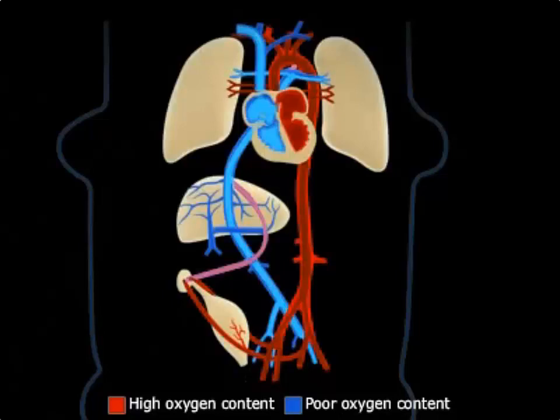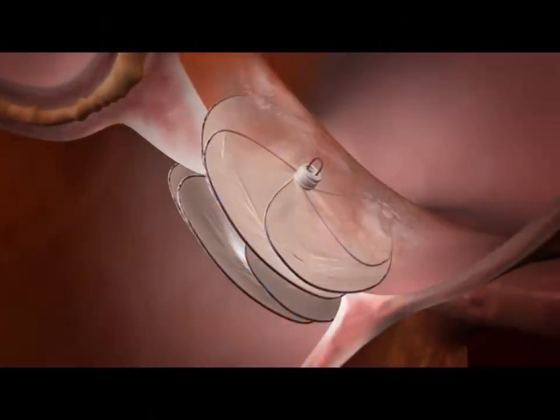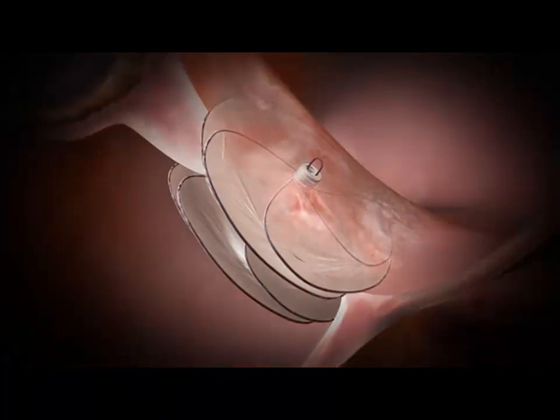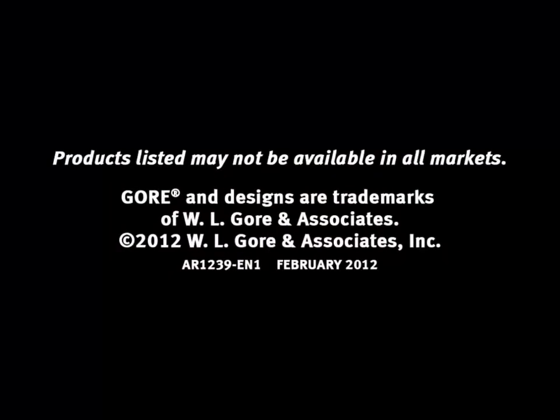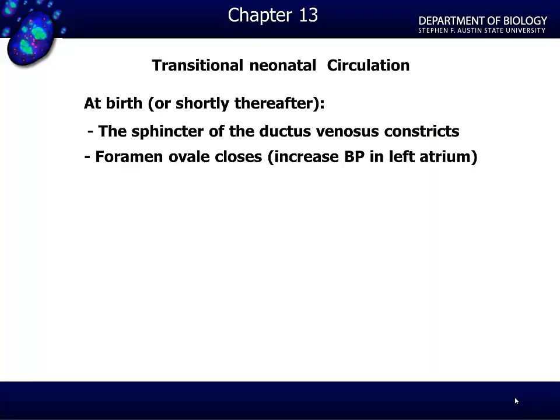So at birth, what we're going to see is changes to that fetal pattern to resemble more of what we know as an adult type pattern. So we've already mentioned this physiological sphincter of the ductus venosus constricts and shunts blood through the liver. The foramen ovale closes, and that's going to be due to the increased blood pressure in the left atrium once blood starts flowing through our own lungs.